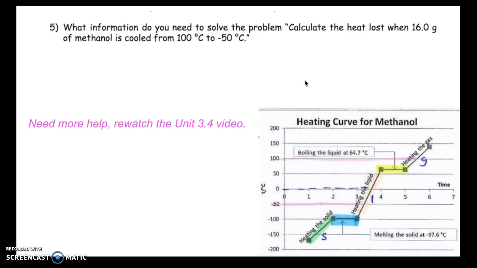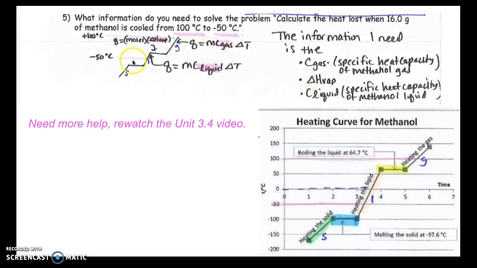The last one we're going to look at is what information do you need to solve the problem? Calculate the heat lost when 15 grams of methanol is cooled. And so for that, I'm going to redraw this heating curve. And this is what we saw in the 3.4 video. So we're going from 100 degrees to negative 50 degrees since we're cooling.